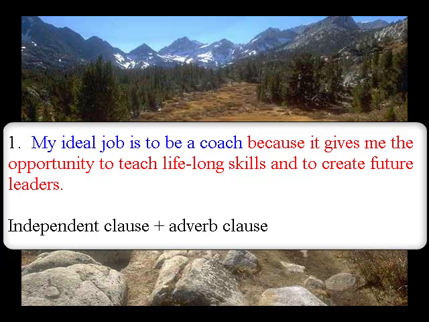So number 1, you can use what's called the independent clause plus an adverb clause. For example, my ideal job is to be a coach because it gives me the opportunity to teach lifelong skills and to create future leaders. So in this sentence, the independent clause is my ideal job is to be a coach, and the adverb clause is because it gives me the opportunity to teach lifelong skills and to create future leaders.